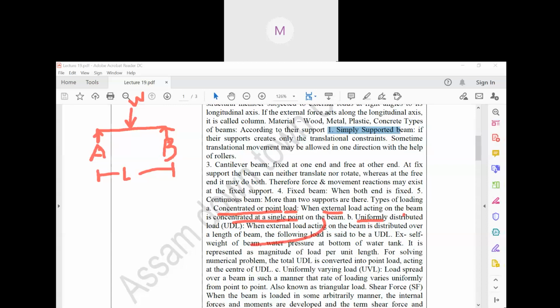Now we come to uniformly distributed load, or UDL. So for UDL, how does it look actually? Look. Now in UDL, it looks like this.